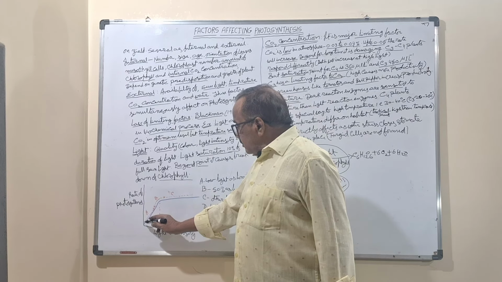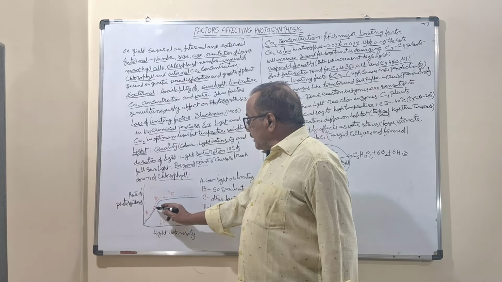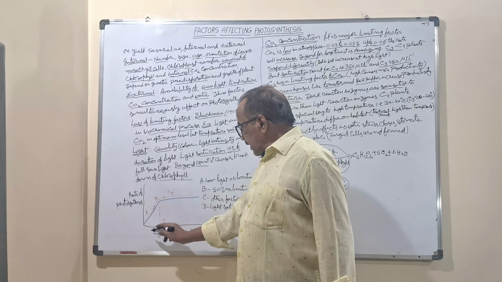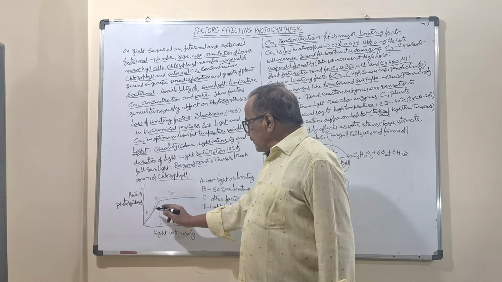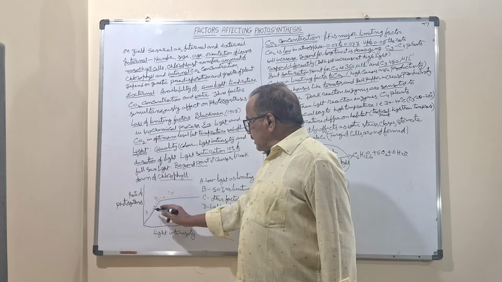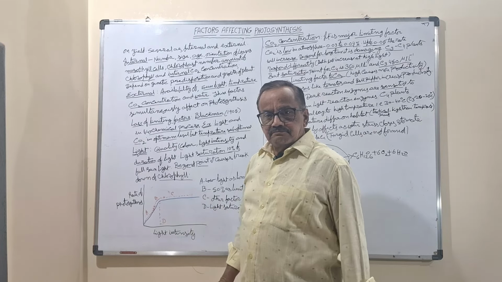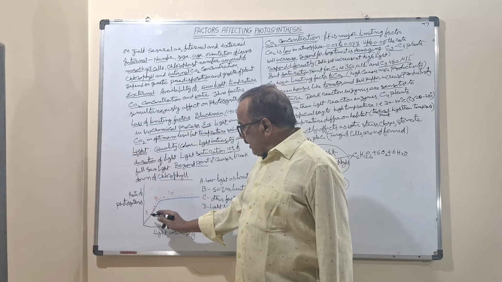In A, the low light is gradually increasing. When the light intensity is increasing, up to here, it is a limiting factor. Remember, A is where low light works as the limiting factor.